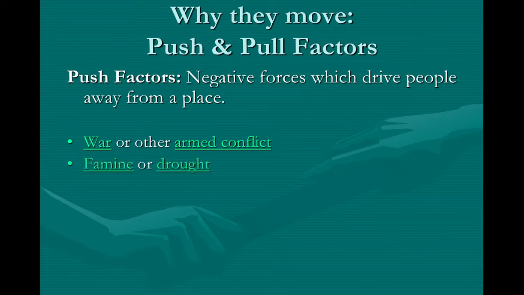A famine or a drought. Famine is when there's no food being able to be grown. Drought goes along with that when there is no water. People might be leaving because there's no way to produce crops. Poverty. If there's an economic depression, a severe downturn in the economy, that might be a reason, a negative factor which would drive someone out of a place.